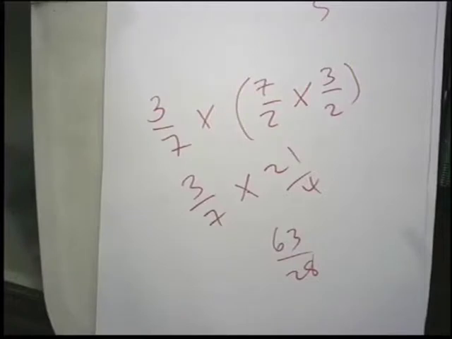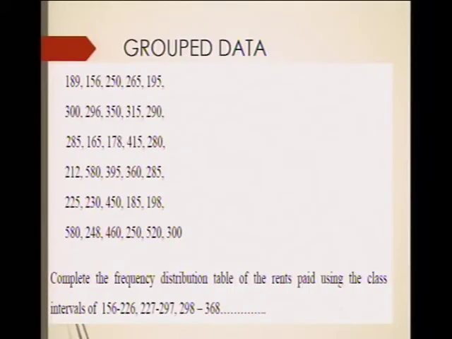We move on to grouped data. We want to know how we calculate the mean, the median, and the mode of grouped data. Now, if you look on the screen, the numbers given there are not grouped. Sometimes we'll give you ungrouped data like that, and we want you to group it. And we will always give you what you should follow. Complete the frequency distribution table of the rent paid using the class interval of 156 to 226.